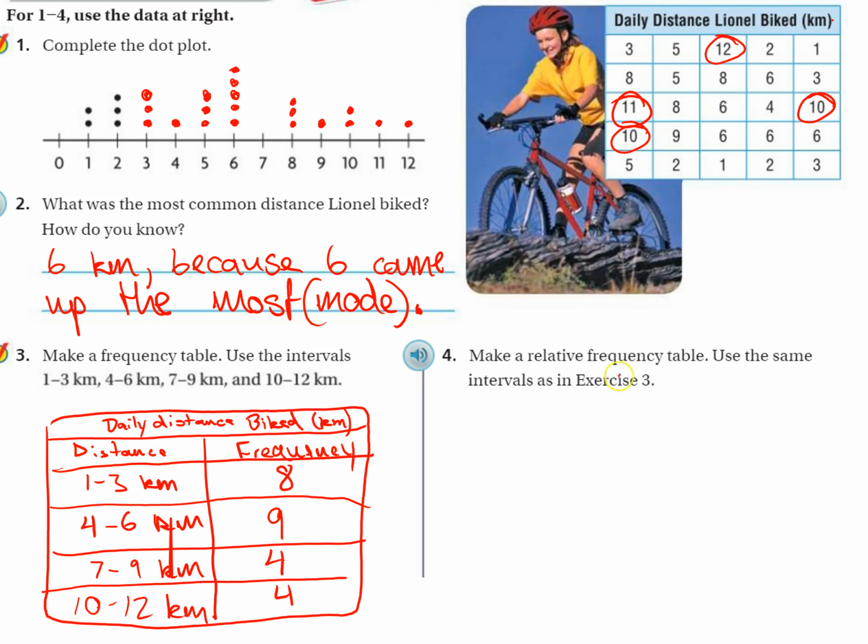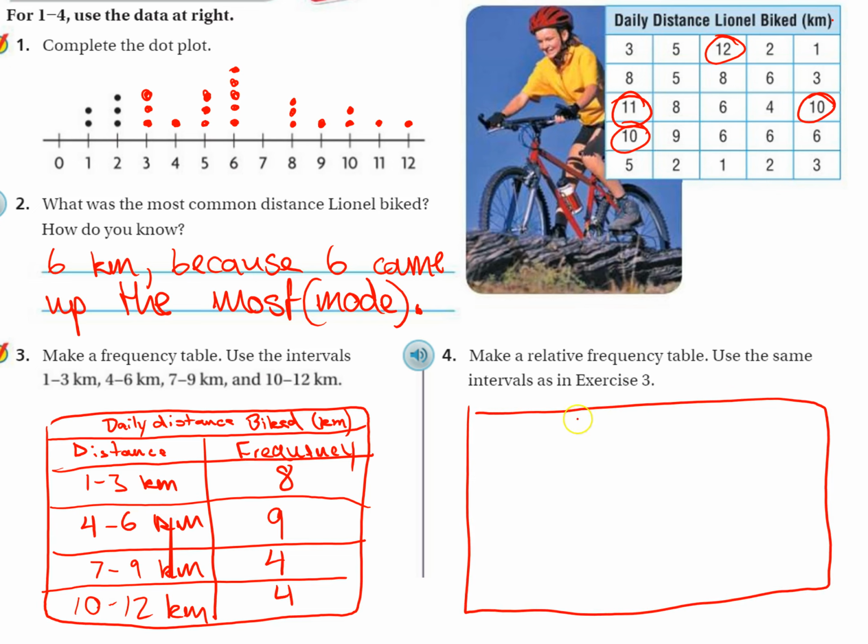Okay, next, make a relative frequency table. Use the same intervals. So again, a chart. Okay. We're still looking at daily distance biked, just looking at it in a different way. Daily distance biked. That's our title. Okay, and now we have three things though. We have distance, we have frequency, and we have relative frequency.